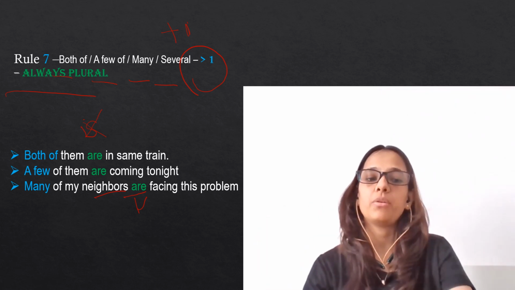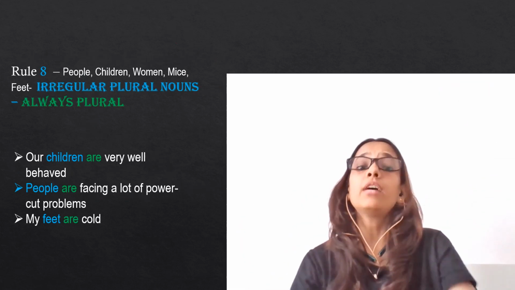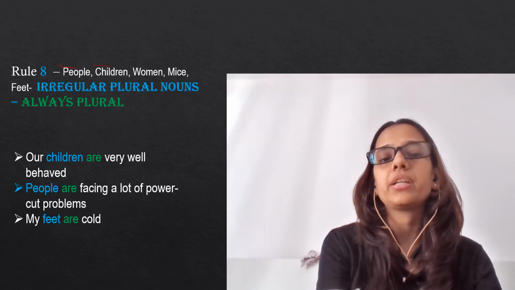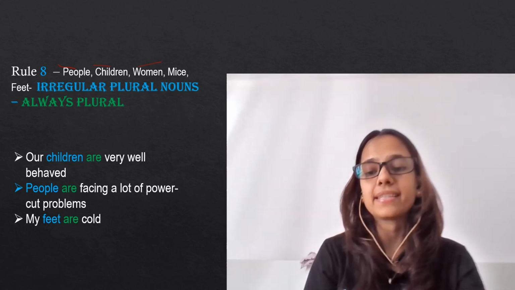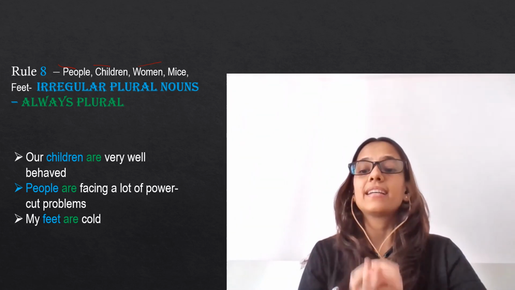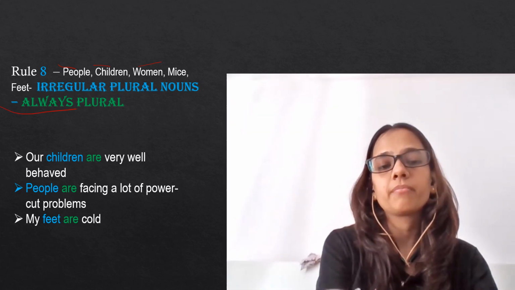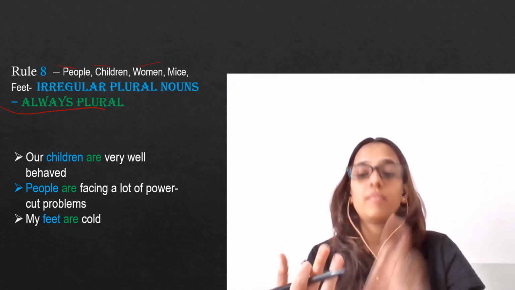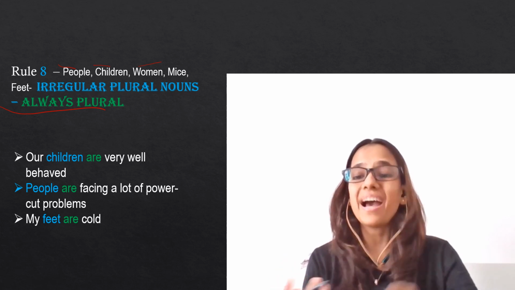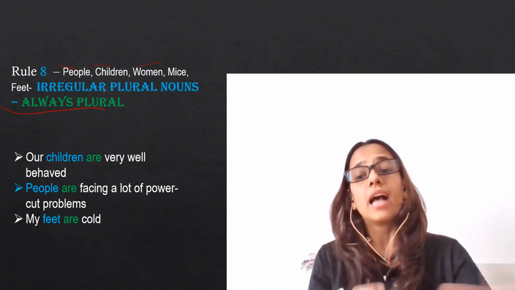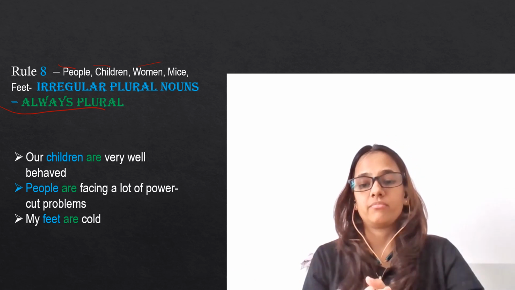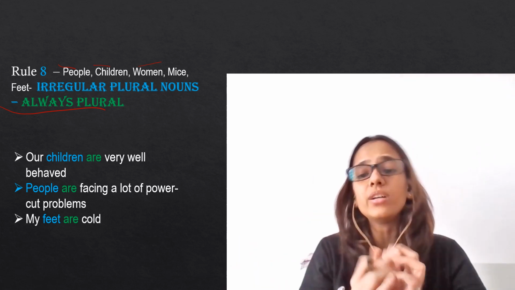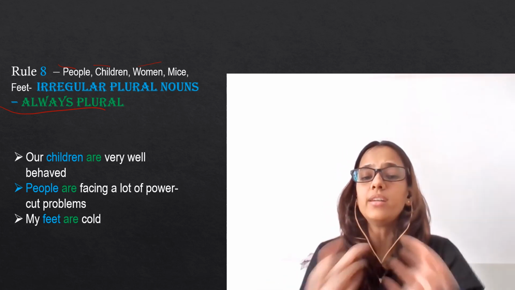Let's go to rule number 8 now. Rule number 8 says the words like people, children, women, mice, always take a plural verb. Why? And these are called what? The words such as people, children, women, mice, feet are known as irregular. If you have heard about irregular verbs, these are irregular subjects over here, irregular nouns.